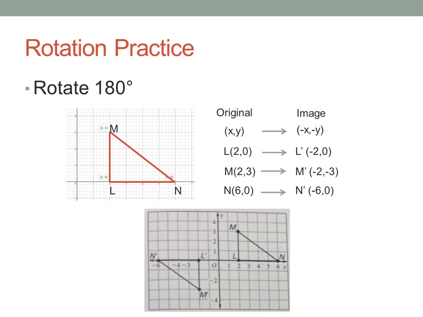And if you want to see what it looks like on a graph, here's our original triangle, and then we're going to rotate it 180 degrees. So that's halfway around, 180 degrees, and we end up here. So all of our x values become -x, and all of our y values become -y. I hope you did well on that.